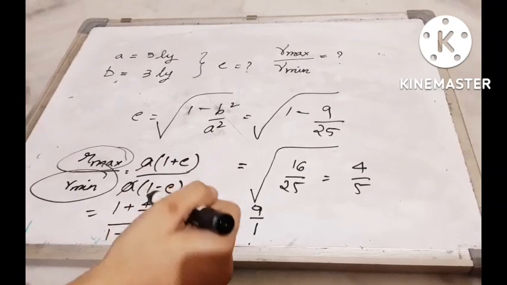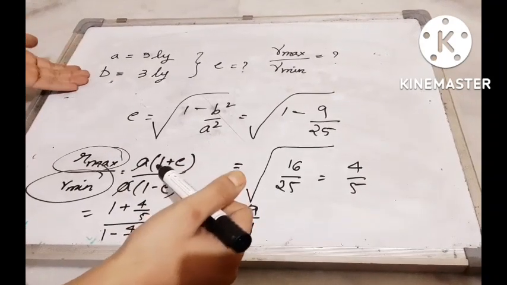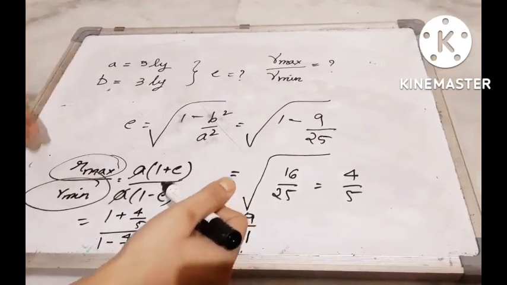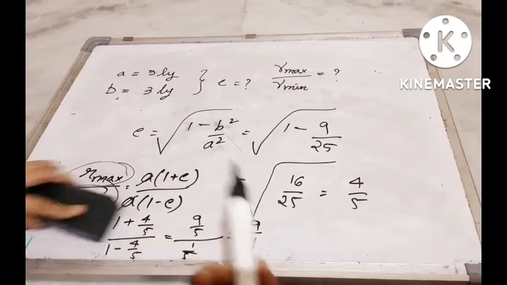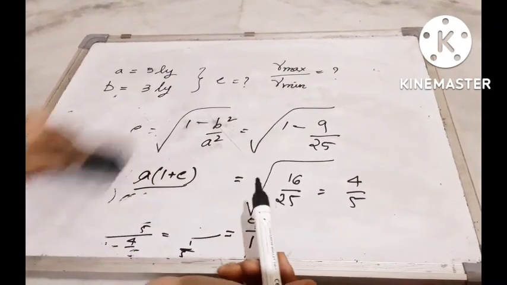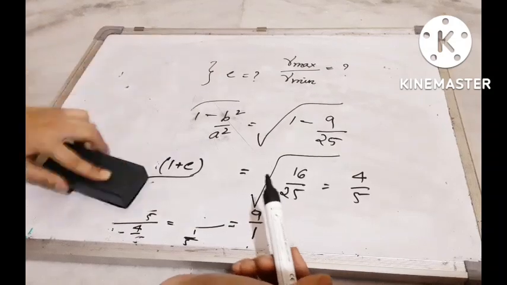So like this they will give you the major axis distance and minimum axis distance, and they will ask you to find the R max and R minimum values. So like this you can use this formula for the first law of Kepler.